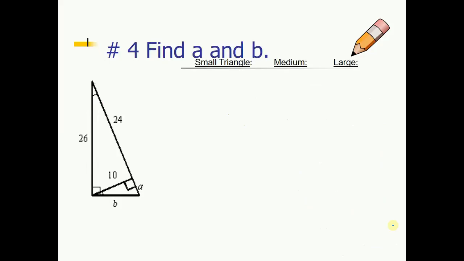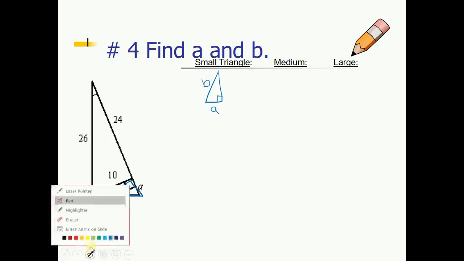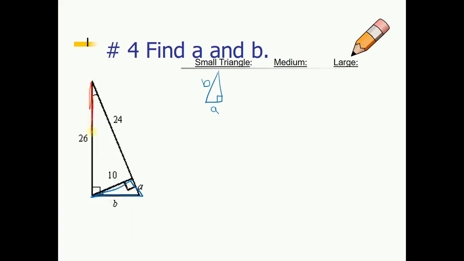Number 4. Now notice, guys, we're going to have 2 different variables to solve for, so we are going to have to do some finagling. Small triangle, this guy right here. Let's go ahead and draw him off to the side. I got a small triangle right there, 90 degree. So it looks like A is my short side, B is the hypotenuse. So A and B. Let's go ahead and change color again. Let's go red. Got my medium triangle right here.